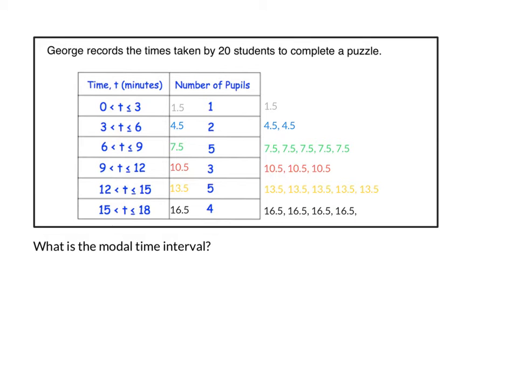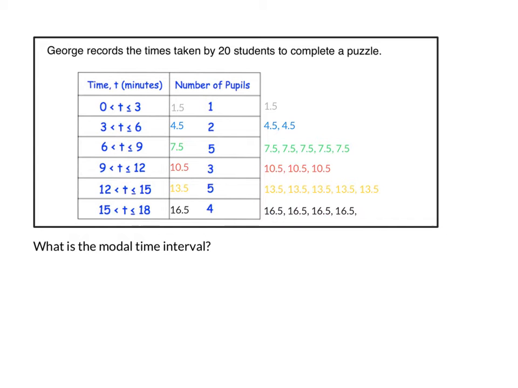Okay, so I've got my list completed. So there was 1 person who took 1.5, 2 people took 4.5, 5 people took 7.5 minutes, 3 people took 10.5 minutes, 5 people took 13.5 minutes, and then 4 people took 16.5 minutes. So I've got my list sorted.